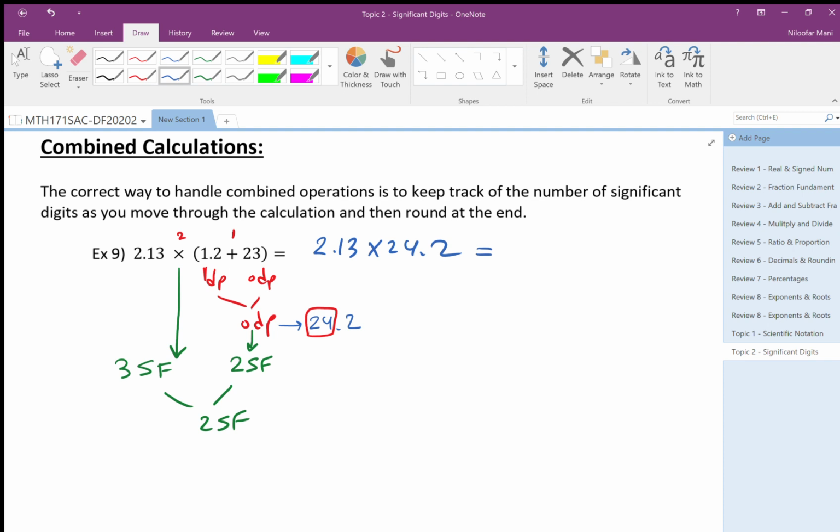I multiply this, no change, so the answer is 51.546. As I said, 2 significant figures. So I underline that, check that, and it is almost 52.